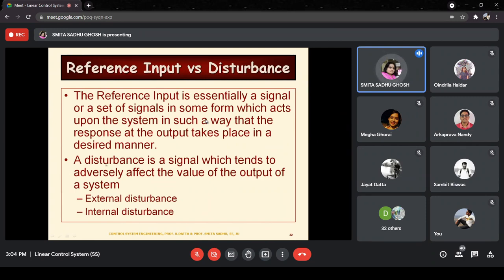On the other hand, a disturbance is also an input to the system, but it is a signal which tends to adversely affect the value of the output of a system. As far as disturbances are concerned, there are two broad categories into which they can be divided: one being the external disturbances and the other being the internal disturbances.